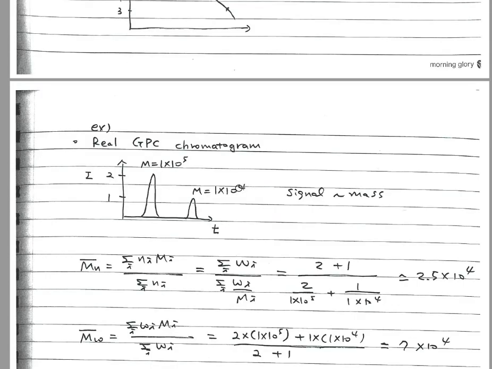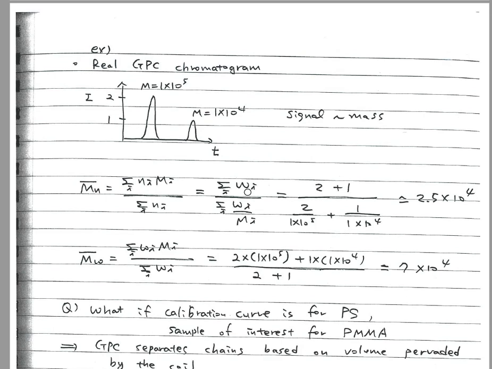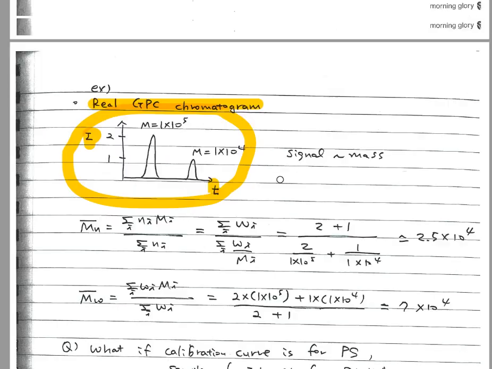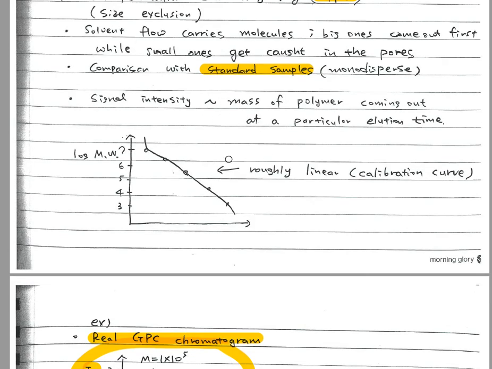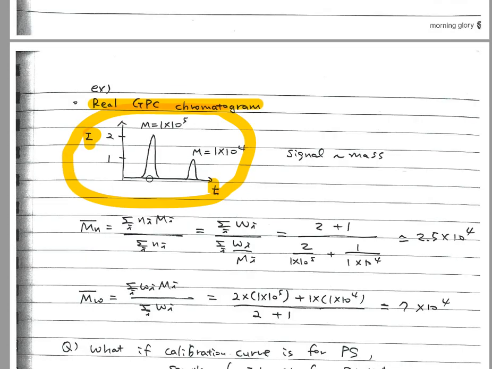So for example, let's see an example. We got GPC data, something like this. The x-axis is time, and the y-axis is intensity. By the principle of GPC, we know that when the elution time is early, it has a higher molecular weight, and when it is late, it's a smaller molecular weight.